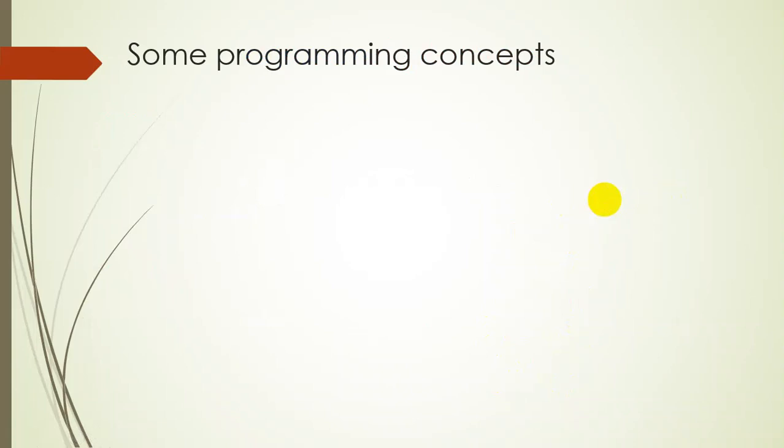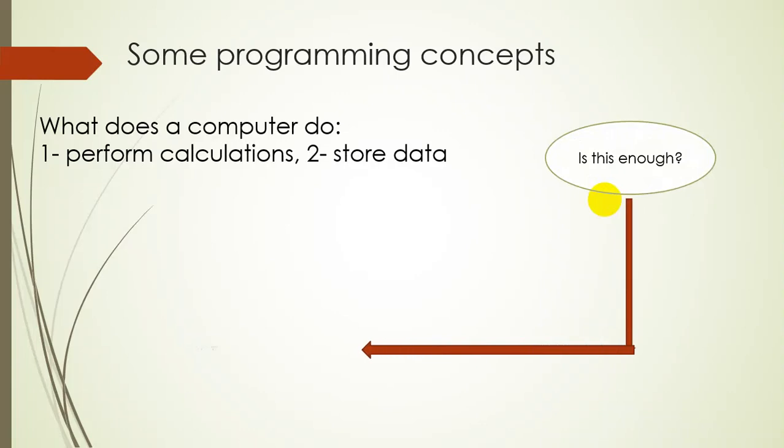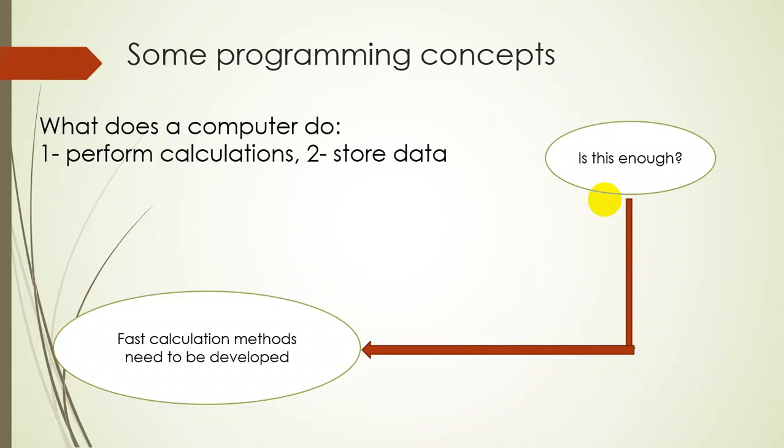Let's move now to some programming concepts. The basic question: what does a computer do? It does two functions, and only two. It performs calculations, and second, it stores data. But is this enough? No, it's not enough, because fast calculation methods need to be developed.